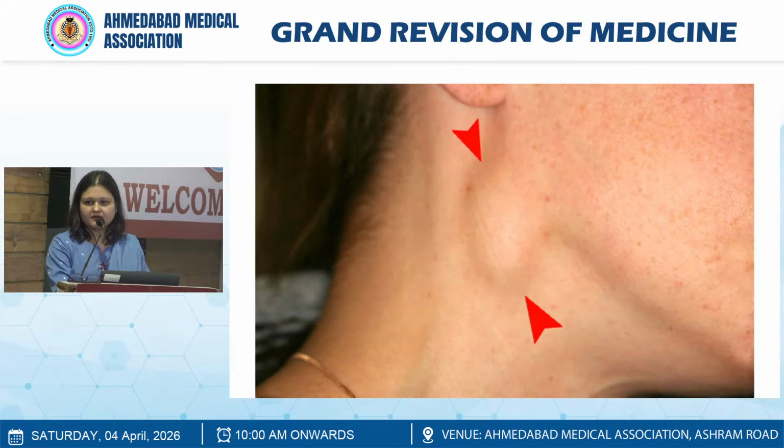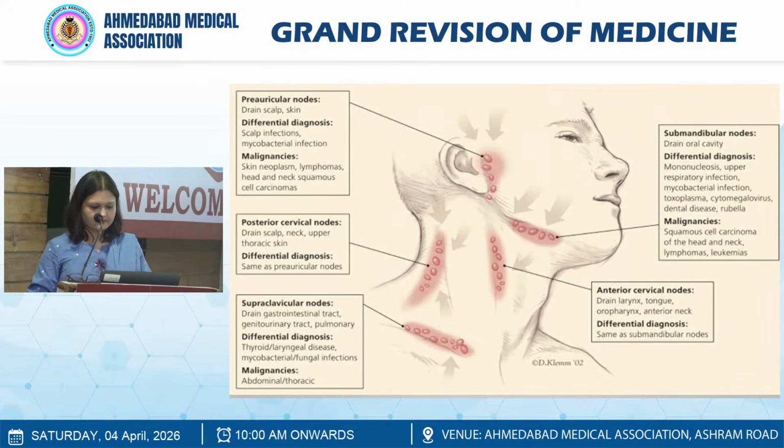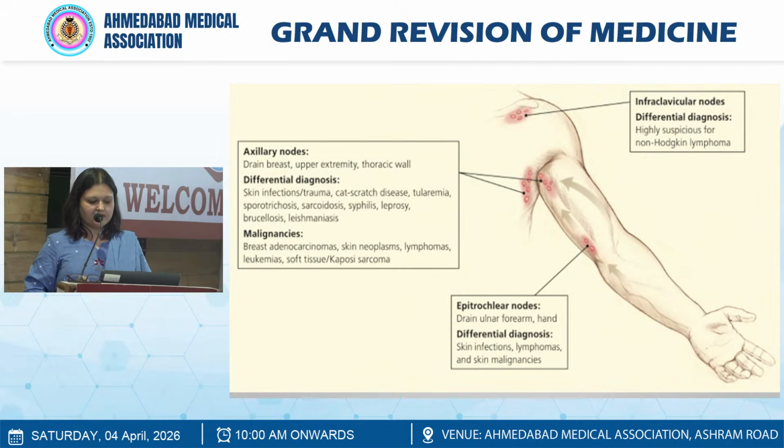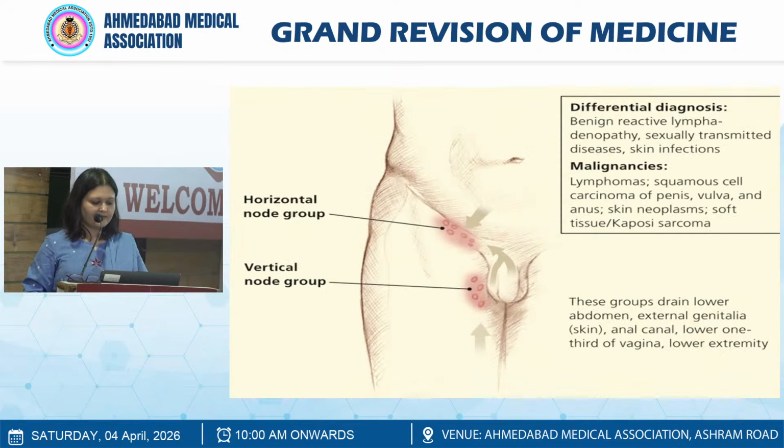Can you see lymph nodes in anterior cervical region? These are the various groups of lymph nodes: preauricular nodes, submandibular nodes, anterior cervical nodes, posterior cervical nodes, supraclavicular, infraclavicular, axillary, epitrochlear, inguinal.